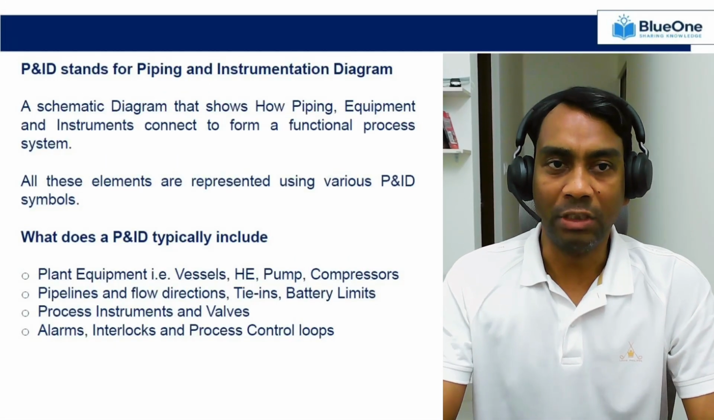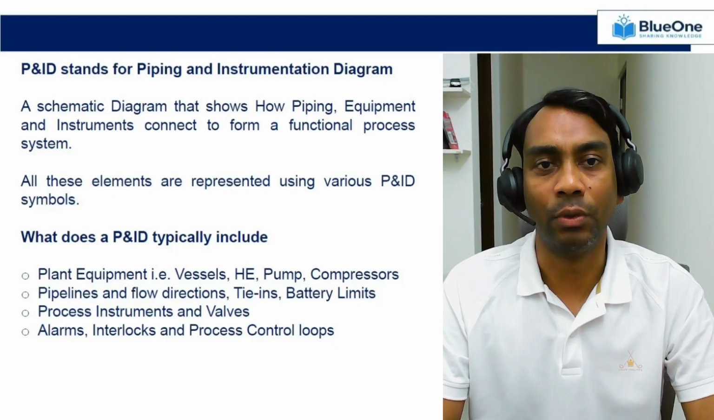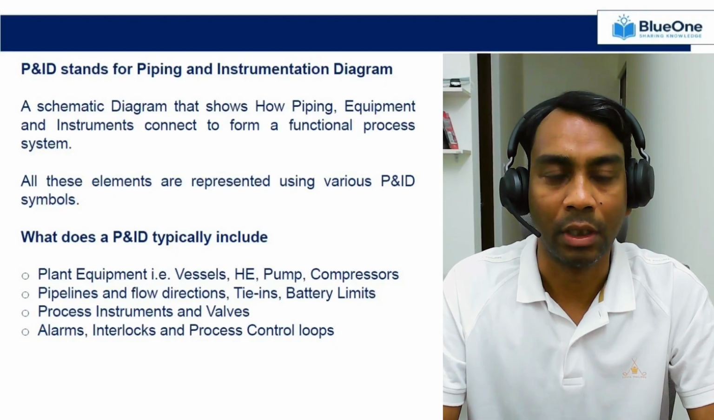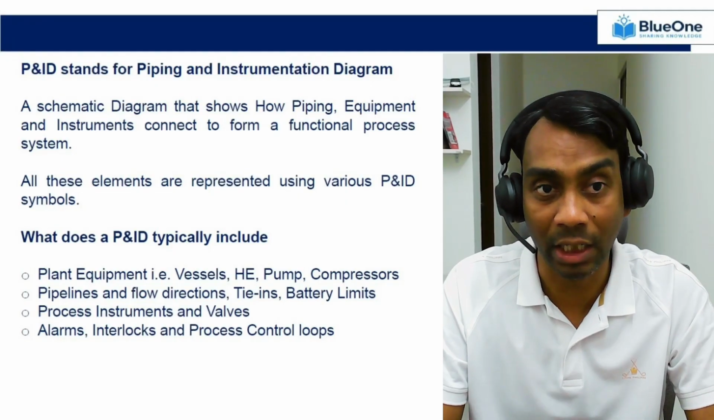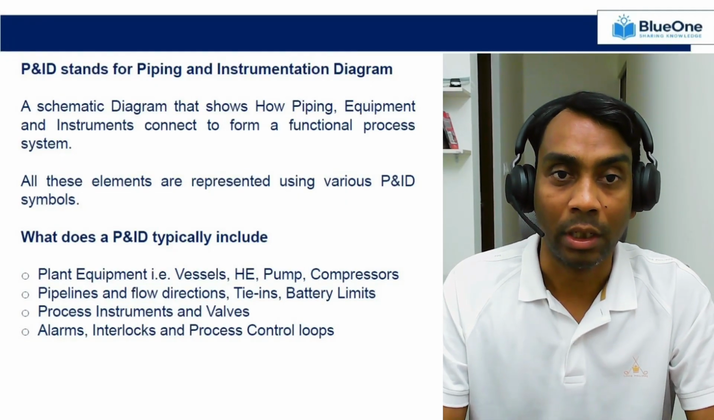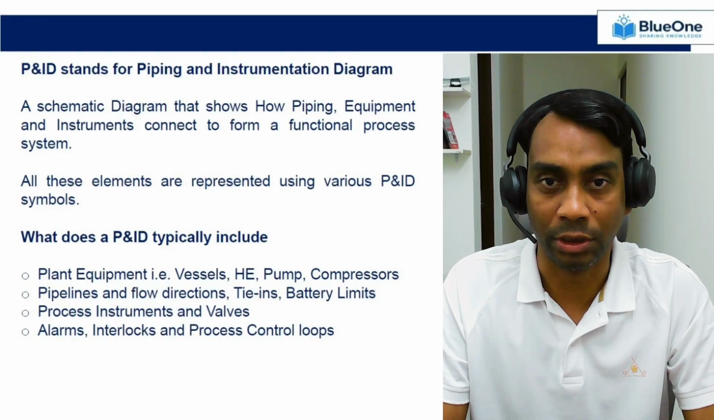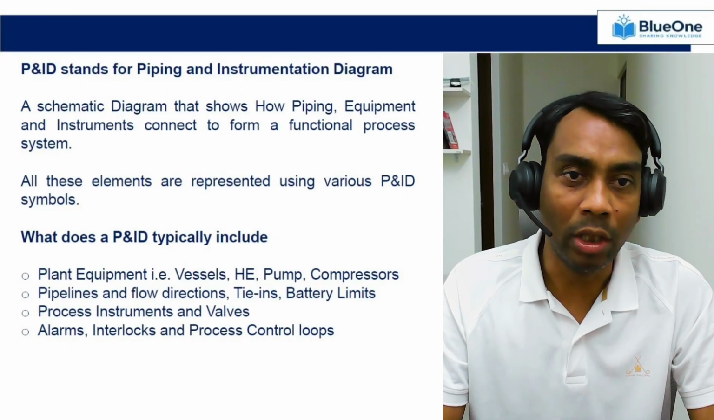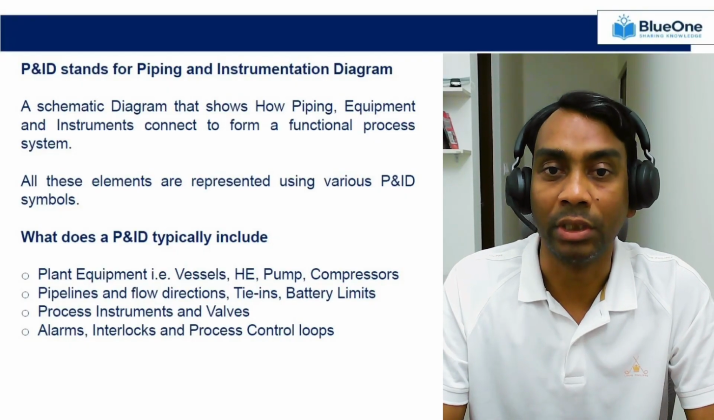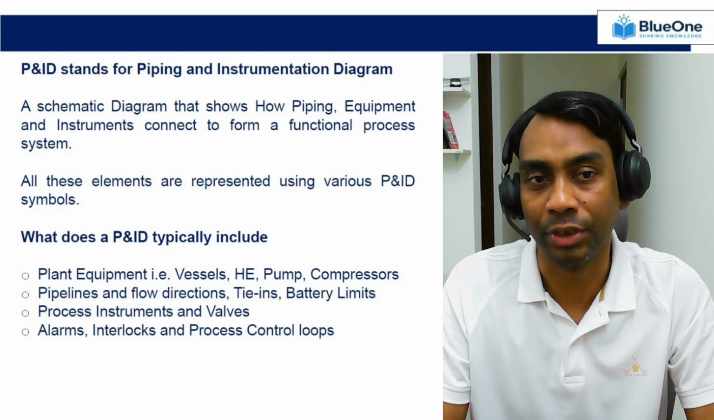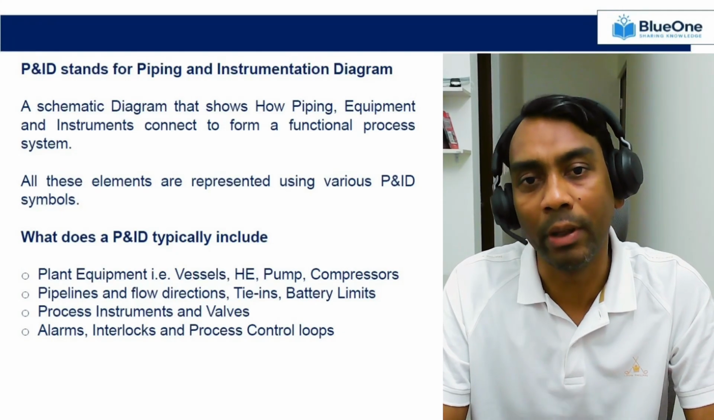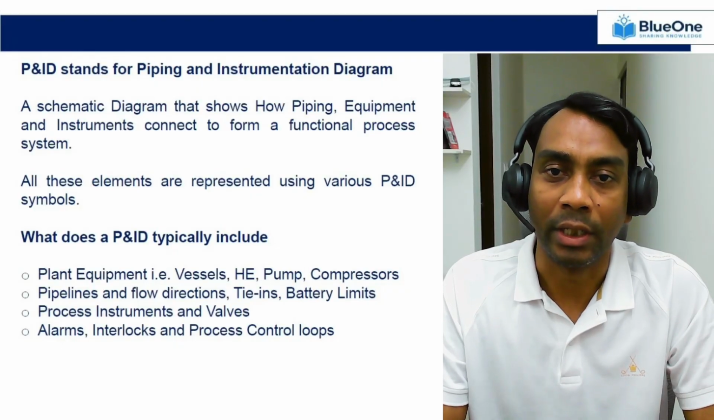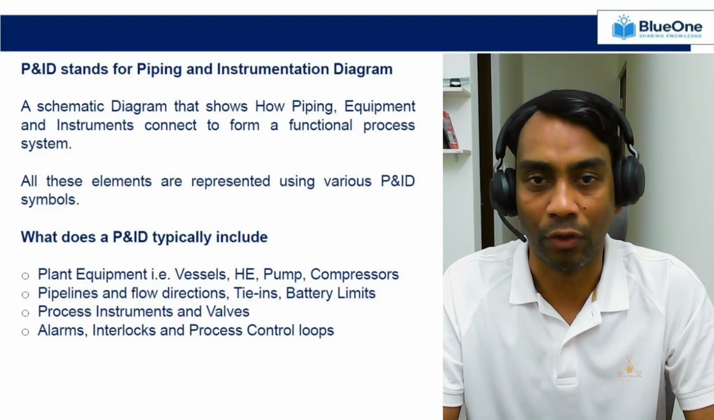What is a P&ID? P&ID stands for Piping and Instrumentation Diagram, a schematic diagram that shows how piping, mechanical equipment, and instruments connect to form a functional process system or unit. All these elements are represented using the various piping and instrumentation diagram symbols as per ISA 5.1 or maybe your company tagging and symbol philosophy.